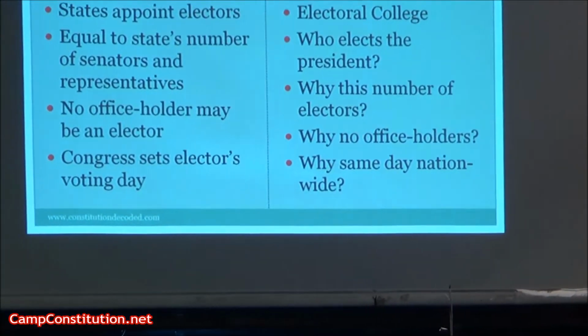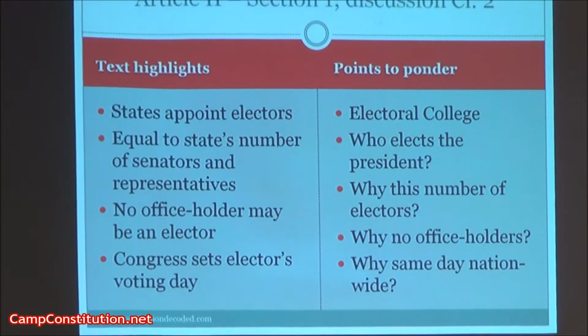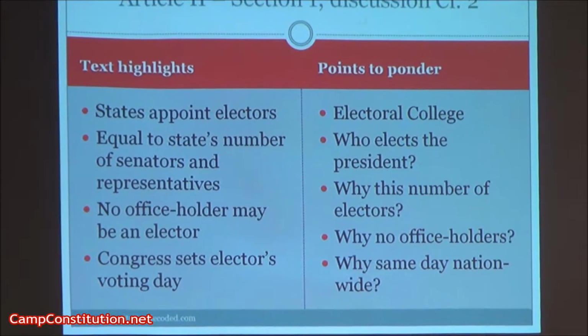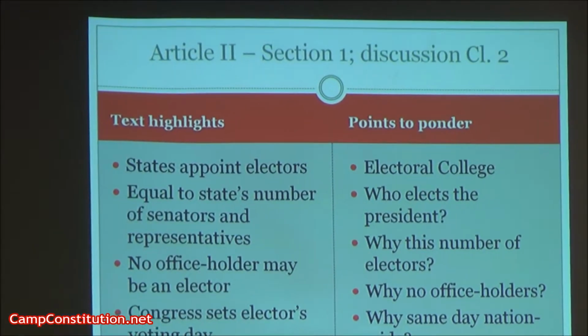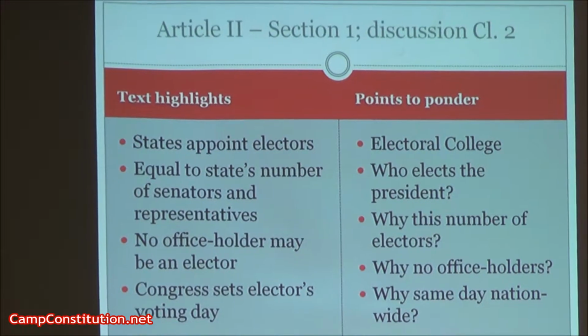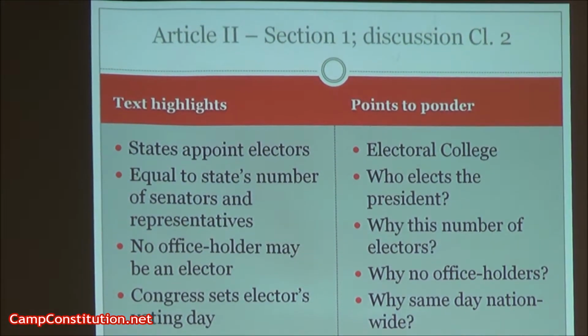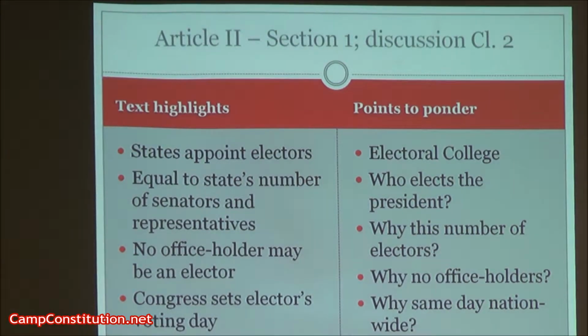So the states are appointing electors equal to the state's number of senators and representatives. No office holder can be an elector, and the Congress sets the electors' voting day. Some of the repercussions of that is we have an electoral college. That's what they call that group of electors from all the states. Equal to the state's number of senators and representatives. Why is that?